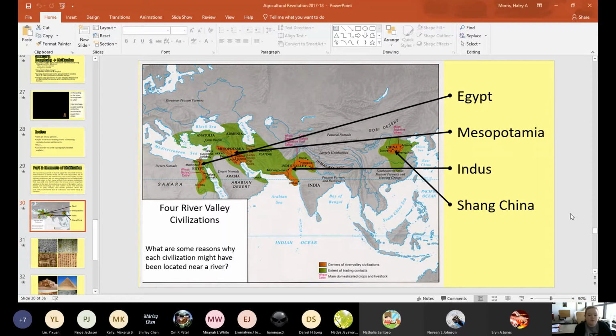So they're going to be able to get that food surplus because they're going to have very rich and fertile soil. And so they're going to be able to use irrigation techniques using the water that flows from the rivers. So those are all really good reasons on why each civilization might have been located near a river.